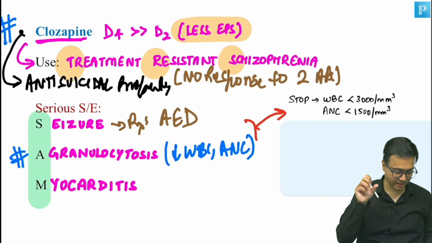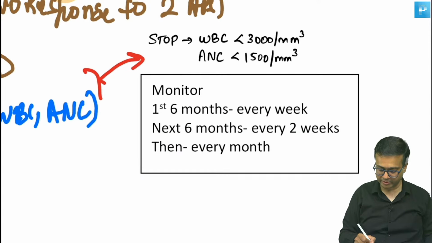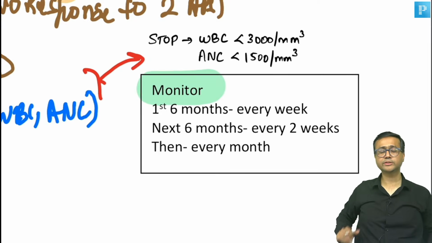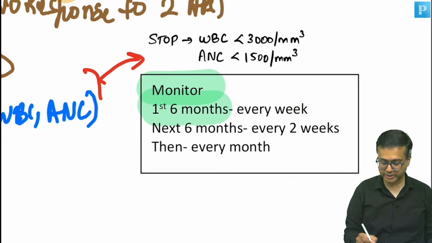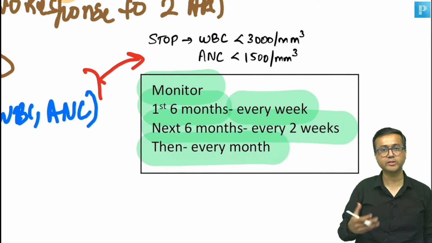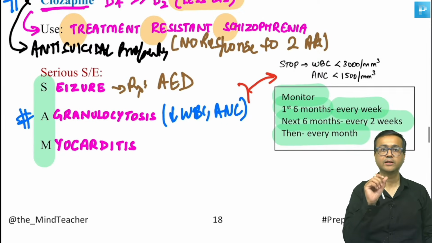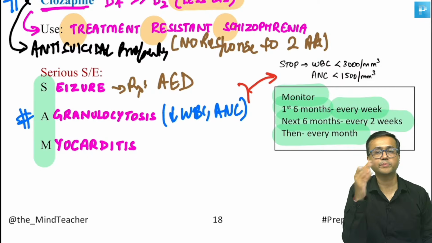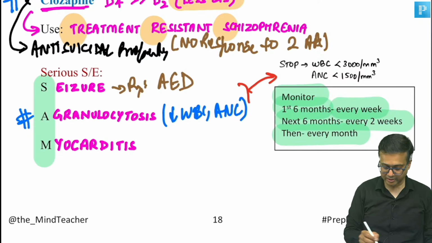In fact, this is such a serious side effect. Very good. It's such a serious side effect that we monitor. I mentioned this in the workbook also. We monitor these counts for the first 6 months. Every week we check. Next 6 months, every 2 weeks, and then every month we check these counts. So this question was asked in one of the INI-CET exams. Which serious side effect of clozapine requires close blood monitoring? So what was the answer? Agranulocytosis. And even myocarditis can occur.